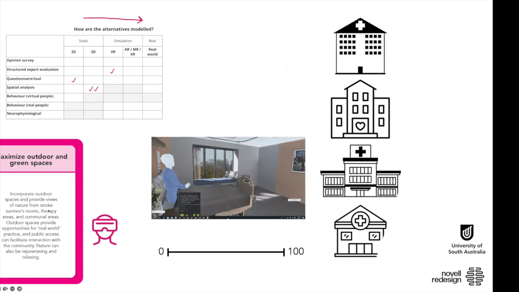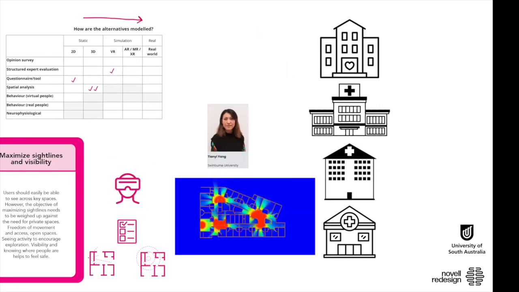So for maximizing outdoor and green spaces, putting people in virtual reality and getting them to rank different hospitals might have got this type of ranking. Then for maximizing sightlines and visibility, we did put people in virtual reality. But Tianyi Yang also wrote some Grasshopper scripts to conduct some analysis of floor plans, to do some ray tracing to understand what the visual connectivity between the different spaces would be. And so, as you can see, each of these are arriving at a different ranking of each of our designs. There's no consistency yet in this.